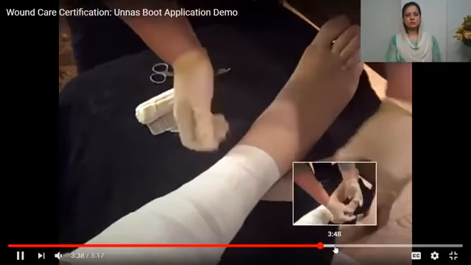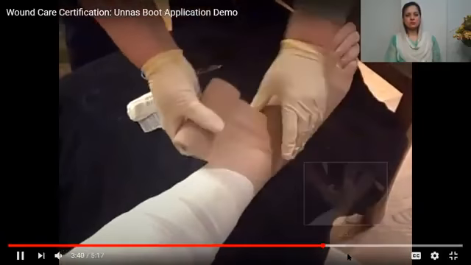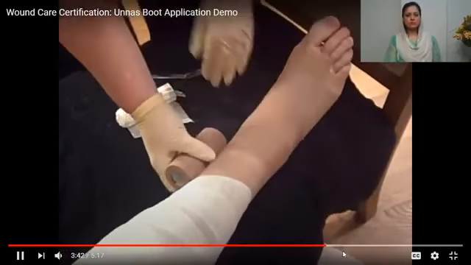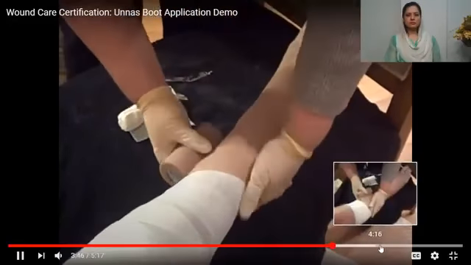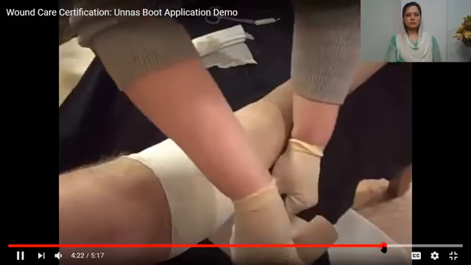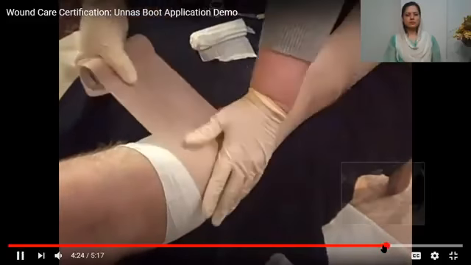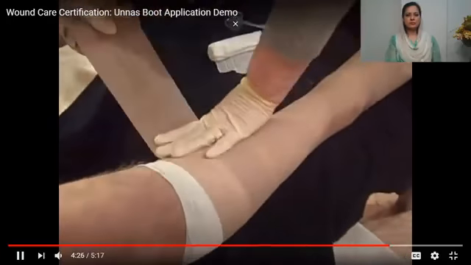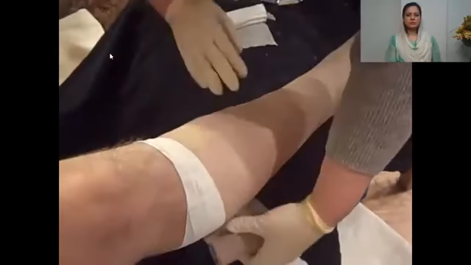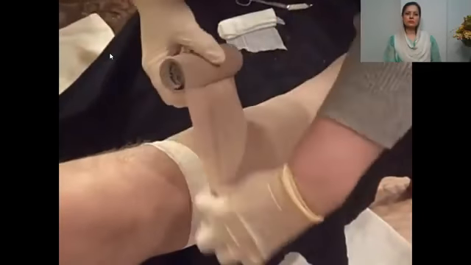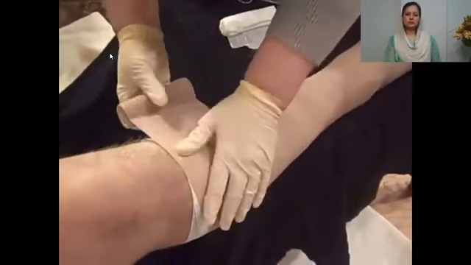Is that a tighter fit to you when this is going on? Yes, it's a little tighter. Okay. Now remember also, you want to just come 50% over. So you're going to have 50% tension, and you're going to be covering half of the previous wrap. No, this is great. And how far do we go with this? Again, you're only going to go to 1 inch below the knee.